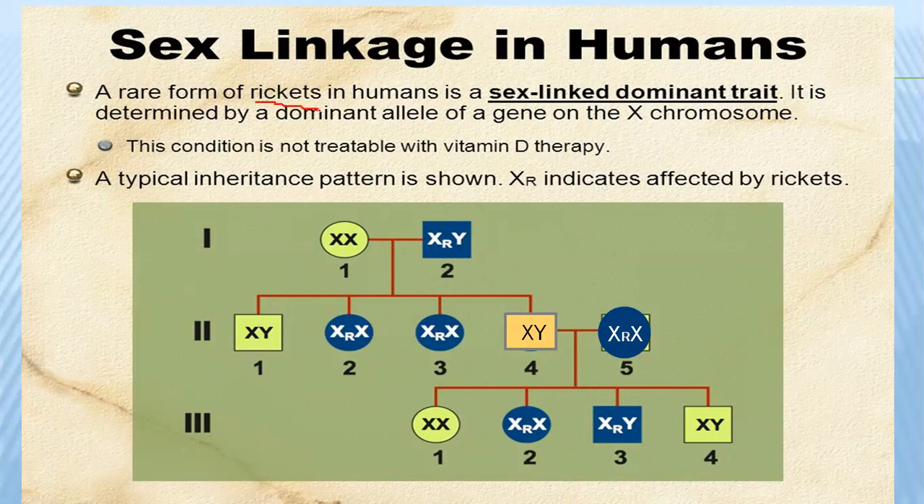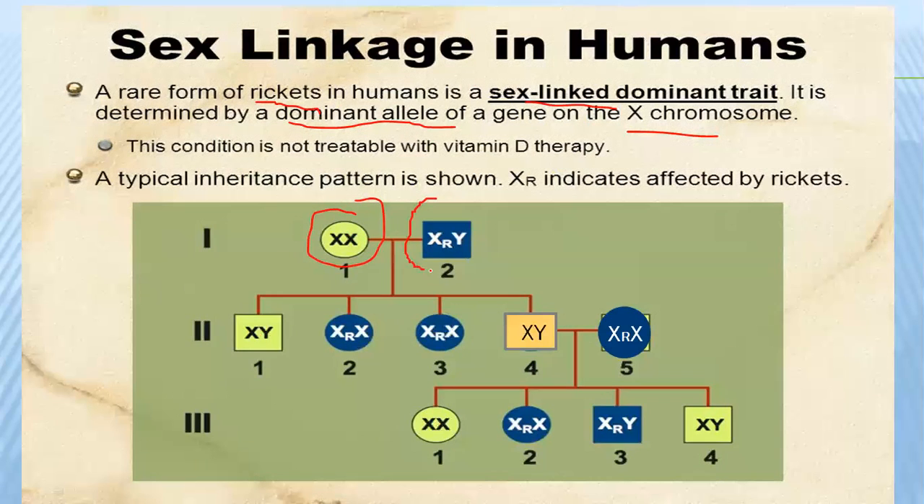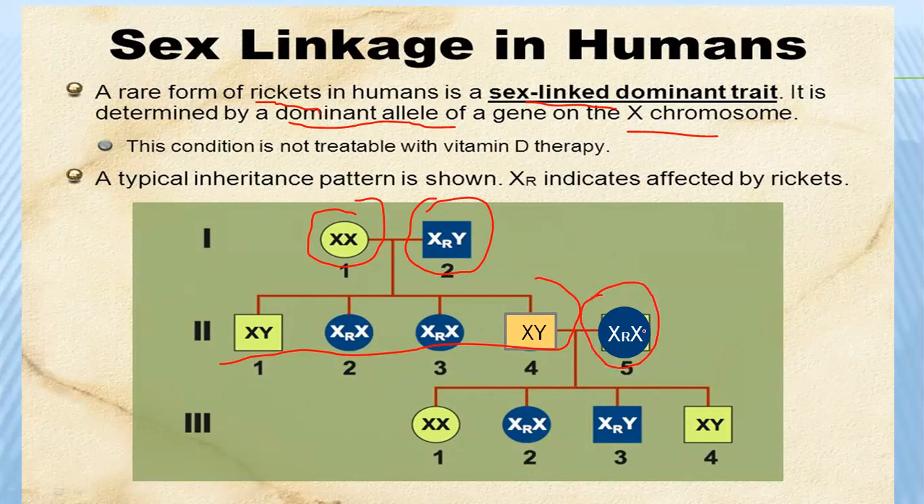One example is also rickets. That is a sex-linked dominant trait, determined by a dominant allele which is present on the X chromosome. If we look at its inheritance pattern here, this is the female and this is the male genes. After forming the gametes, in the F1 generation this is the offspring, which is married with another female. So this is the next generation.